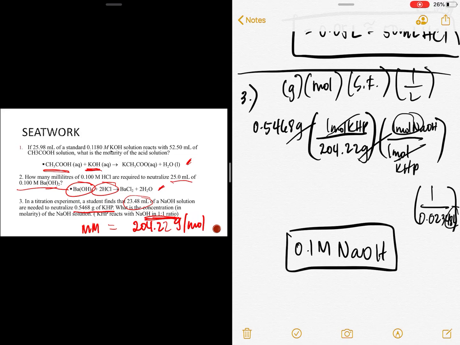Ayun, siguro I'll just add this as part of your supplemental materials, no? Para may idea din kayo paano ba ginagawa sa lab. Kasi I understand na ngayong summer class, though may mga gamit na tayo sa school for titration, hindi natin siya magagawa kasi wala naman tayong laboratory sa bahay, no?